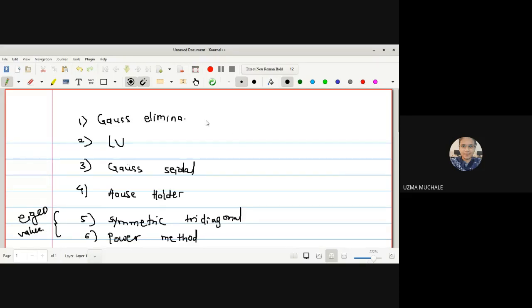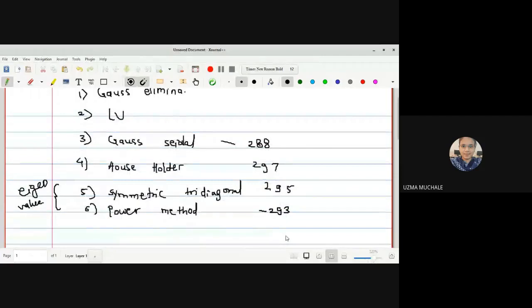Okay. The first two we have already covered. I will give you the page number which is available in your recommended book. This is page number 288 and this is on page number 297. This is on 295 and this is on 293. Please note down this so that you can have a notes for this because I haven't shared you the notes of third chapter. So you can take down the notes from this recommended book.